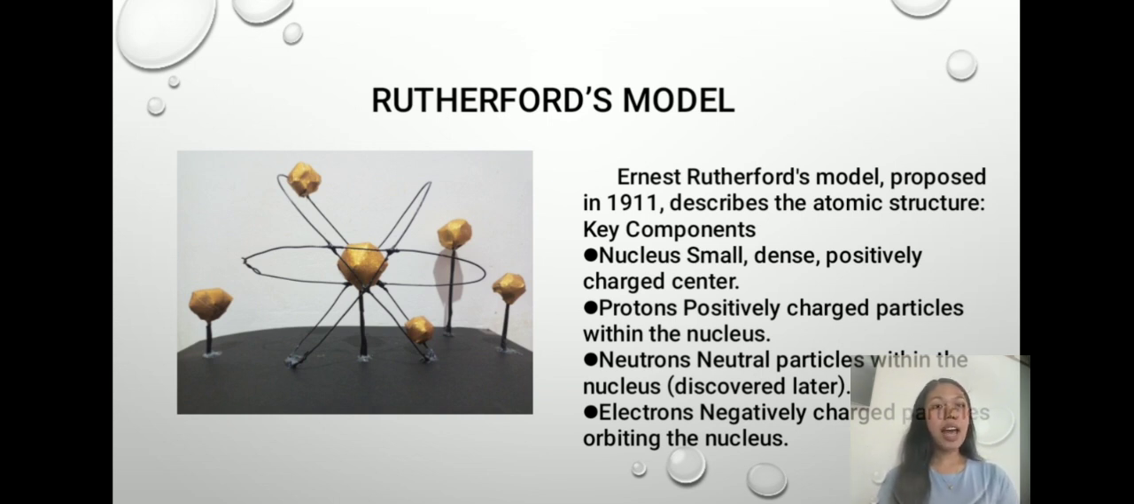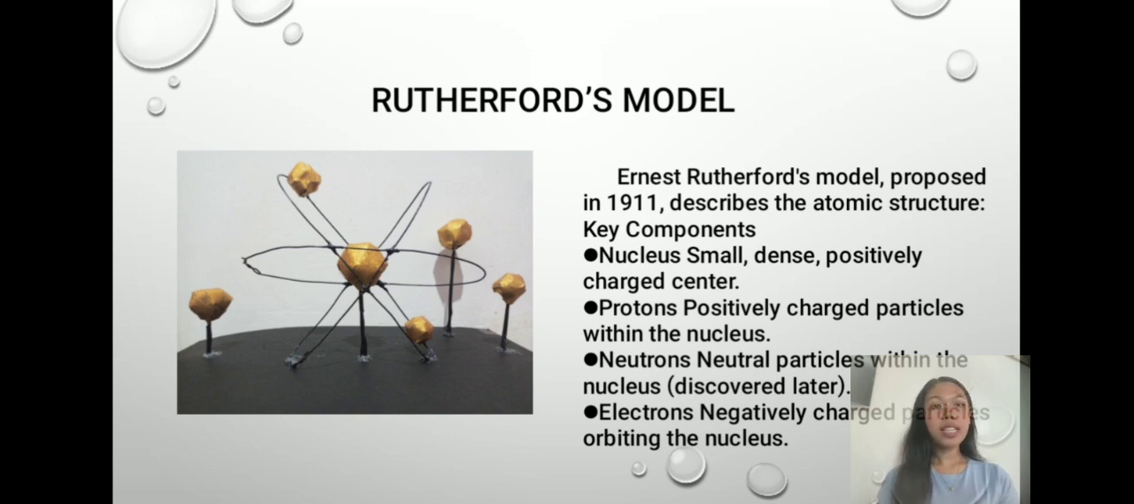First, nucleus. At the core of the atom is a tiny, dense, positively charged nucleus. The nucleus contains most of the atom's mass, which is due to protons. Second, electrons. Electrons are negatively charged particles that revolve around the nucleus in circular paths. These electrons balance the positive charge of the nucleus, making the atom electrically neutral.